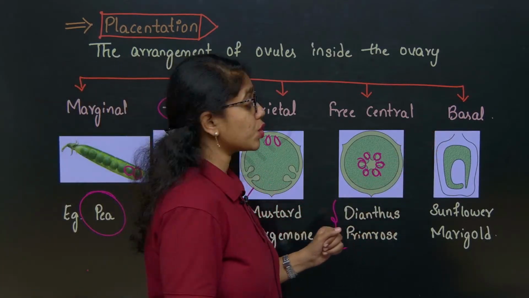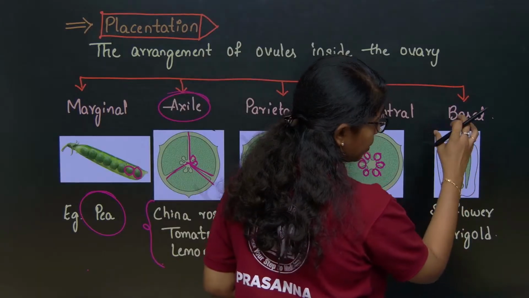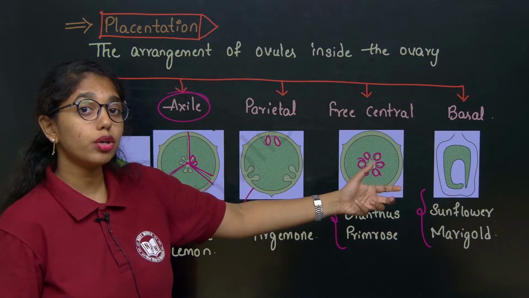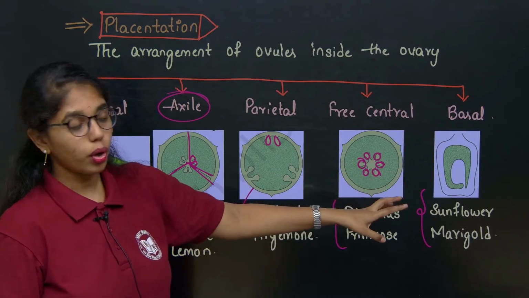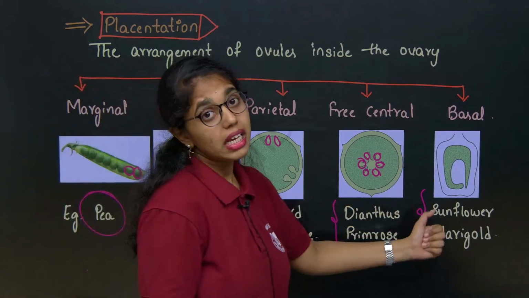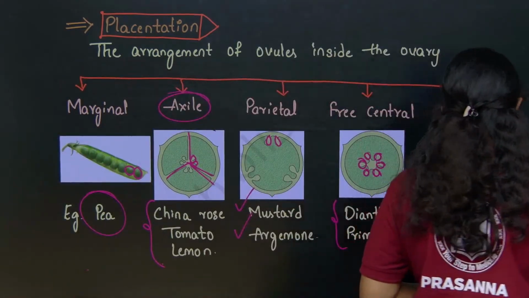Basal placentation, where the ovule is at the basal part. This basal placentation is applicable to a single ovule, single seeded fruits also you can say. Best examples include sunflower and marigold.